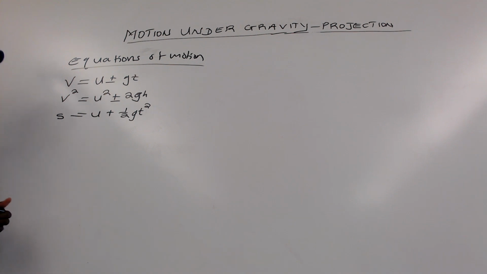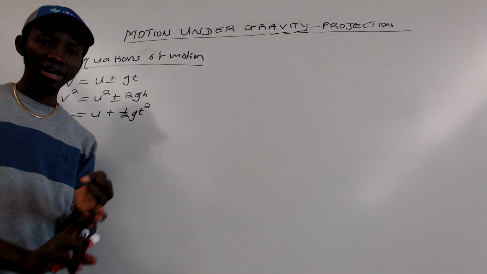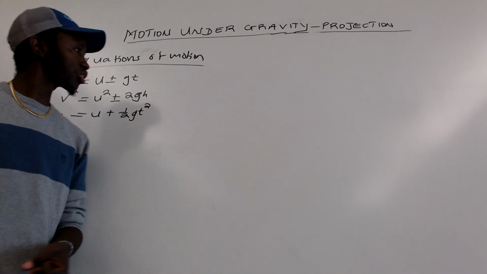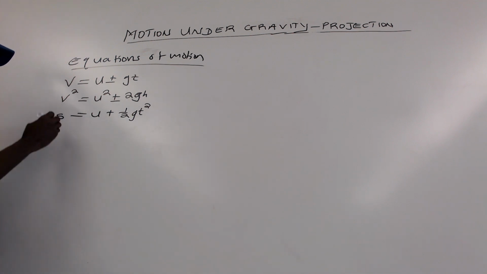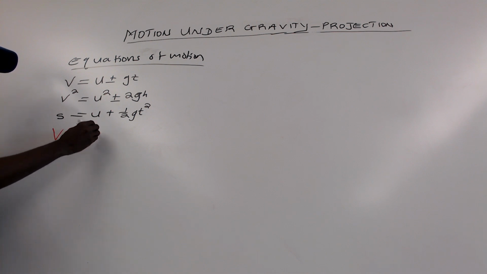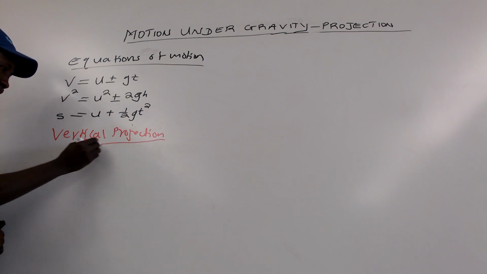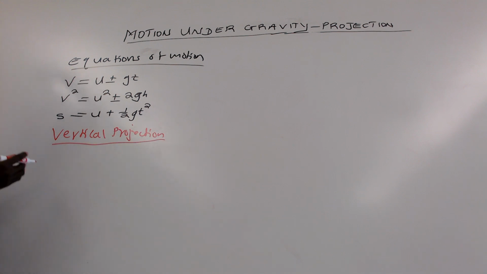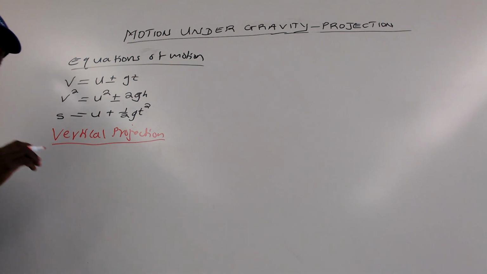Starting from the three projections, the first one is the vertical projection. We will also consider the horizontal projection and the incline or projectile. So if we consider the first type, vertical projection, what are the formulas we may use when solving problems relating to vertical projection? Let's start.